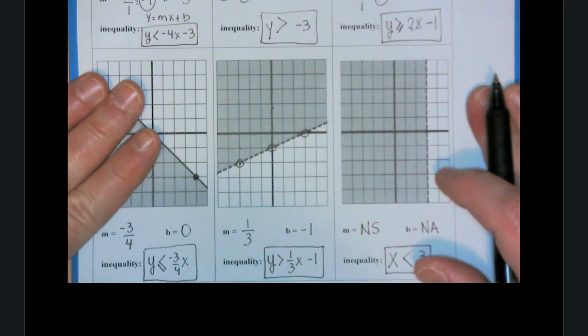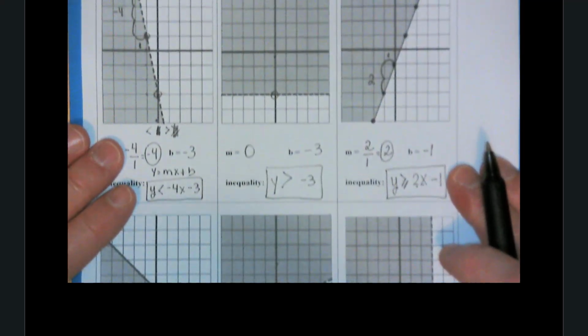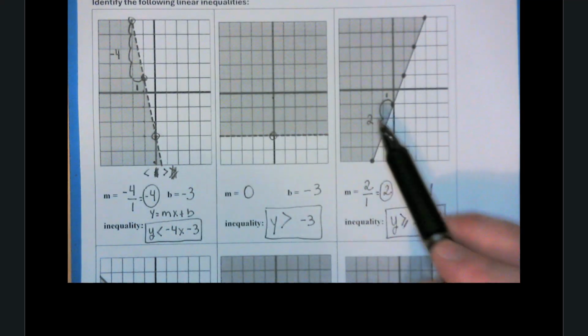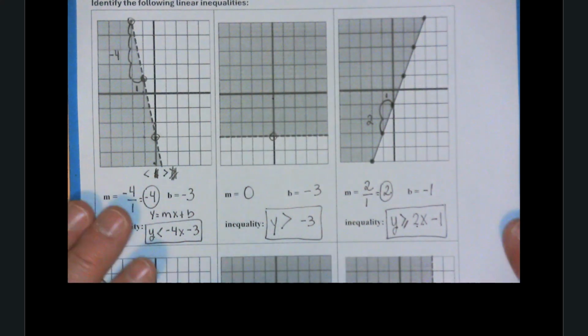All right, so this concludes our video for today. Basically, today we learned how to look at different inequality graphs, and looking at those graphs, find the slope and the y-intercept, and then be able to write the inequality for that graph. I hope this video was helpful.